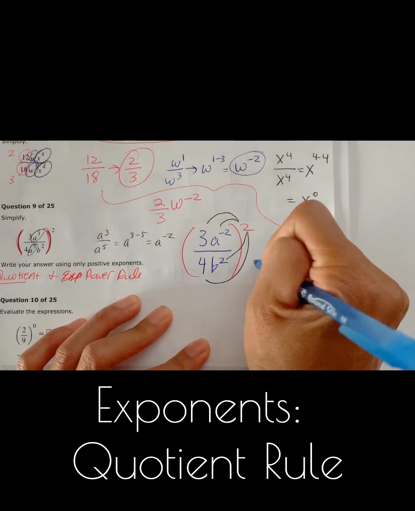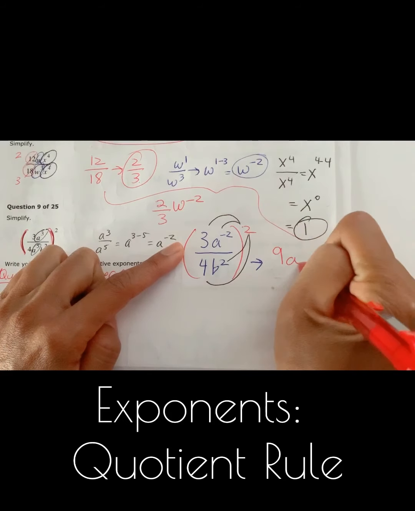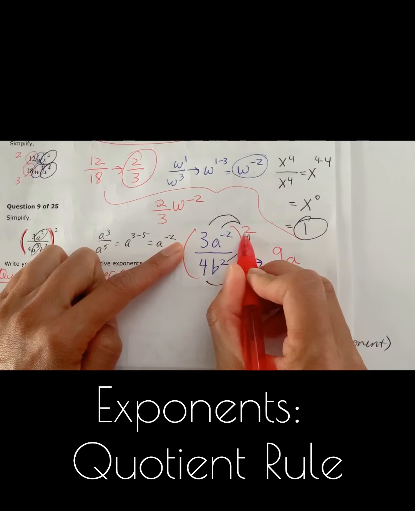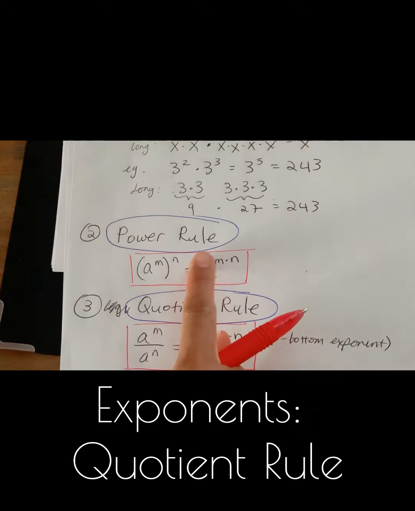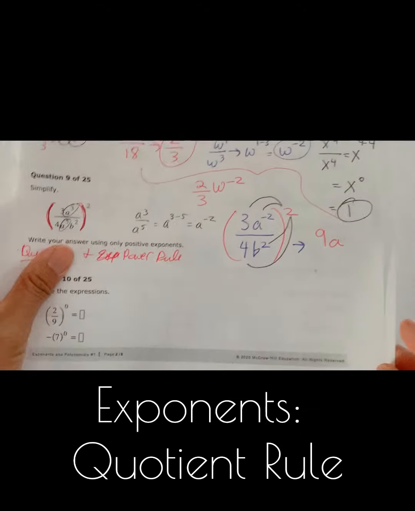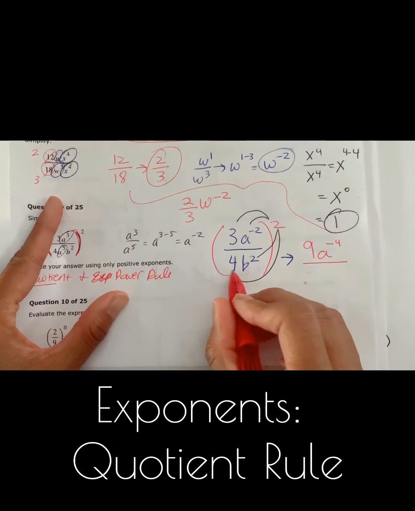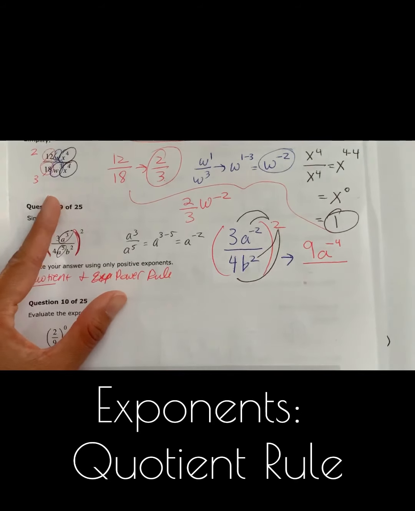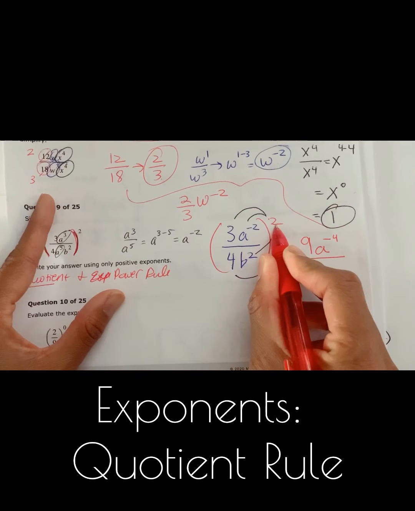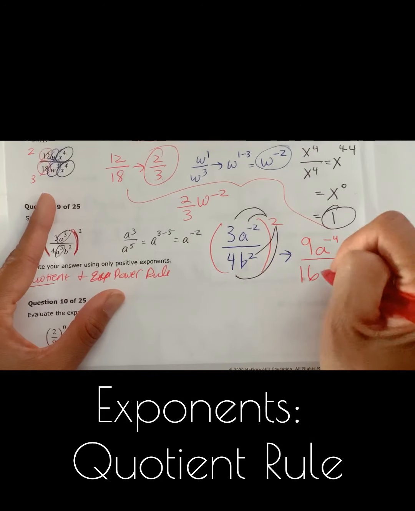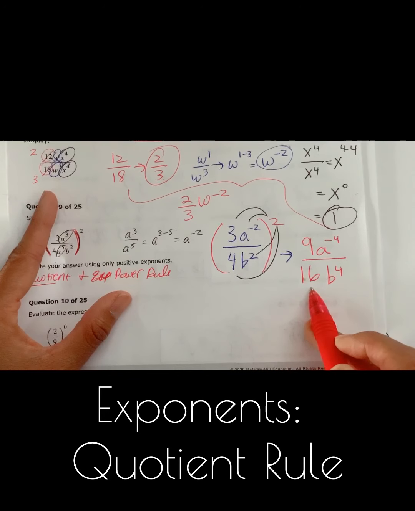So when I distribute it through, 3 squared, 3 times 3 is 9. a to the negative 2 raised to the second power. If I have a power rule, what do I do with the exponents? I multiply the exponents, right? So when I multiply the exponents, I get a to the negative 4. The bottom, I have 4 squared. Well, 4 times 4 is 16. b squared squared, you're going to multiply the exponents to get b to the 4th. And 9 over 16, I can't simplify that anymore.